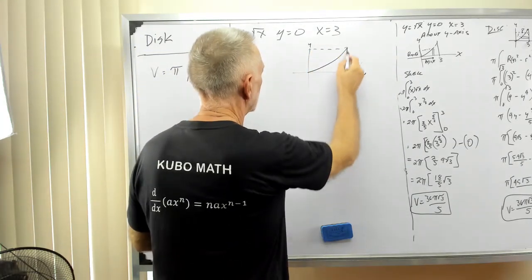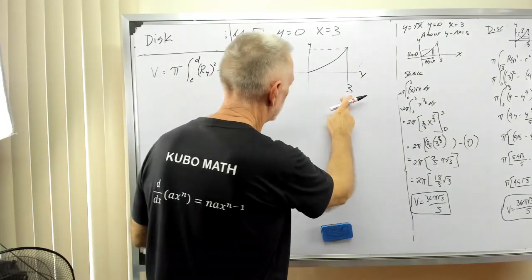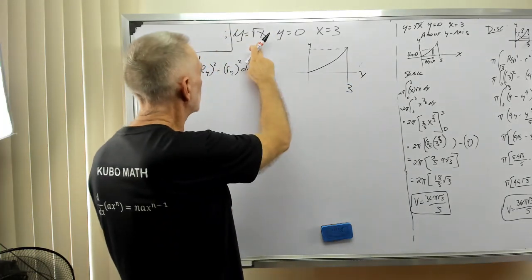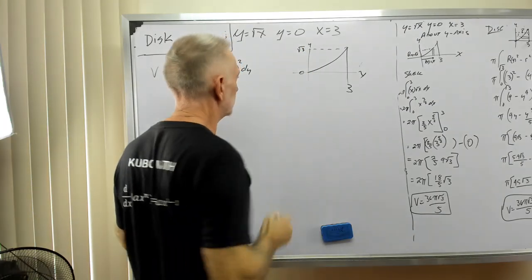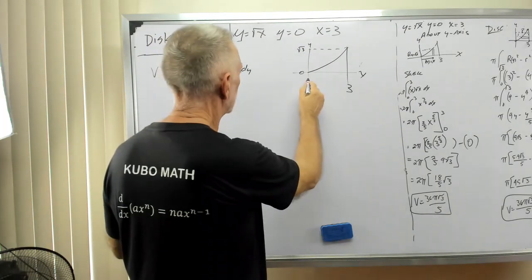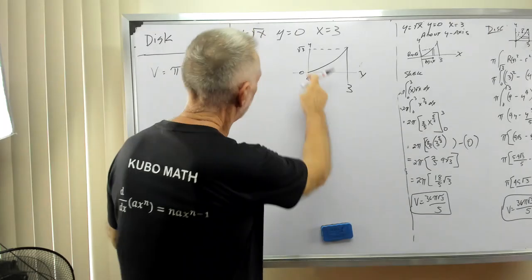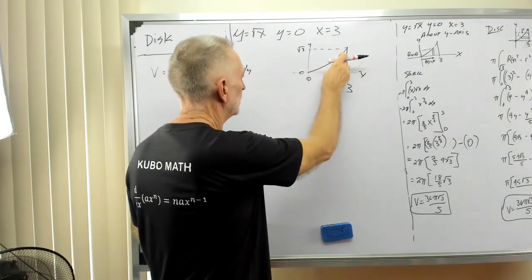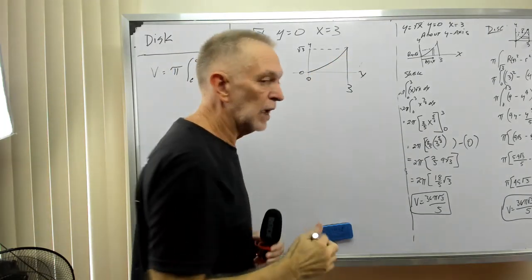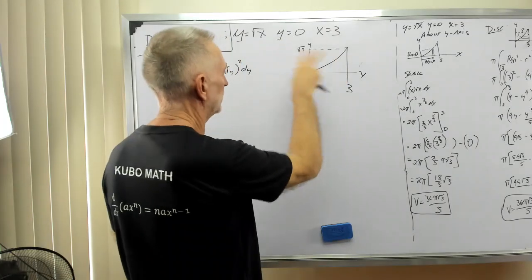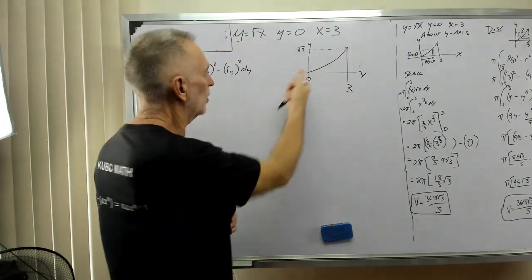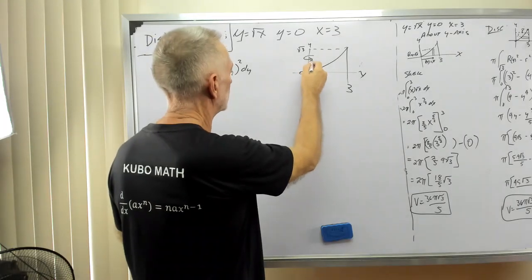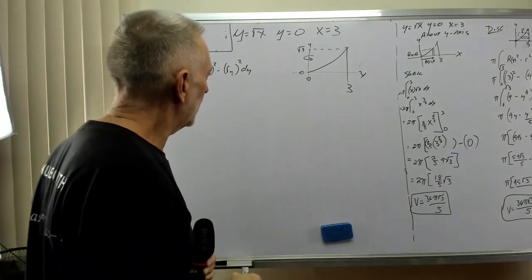Okay, well, when x is 3, square root of 3 is y, so this point here is square root of 3, this is 0. Okay, so we have that area bound by those three lines, and we're going to rotate it. Yesterday was around the x-axis. Today we're going around the y-axis. So we're going around y.